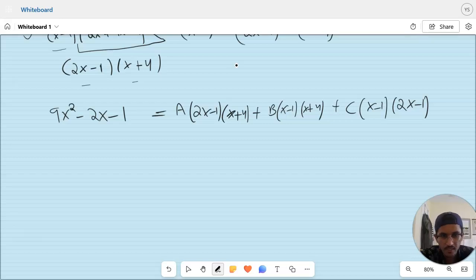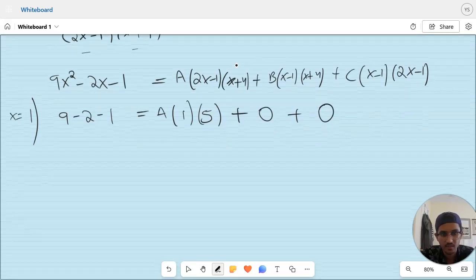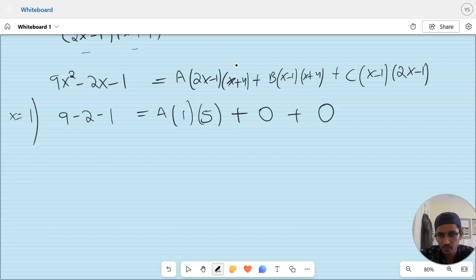Since we see x minus 1, let's let x equal 1 so that we can cancel out that x minus 1. When we plug in x equals 1, it's going to be 9 minus 2 minus 1 equals A of 2 times 1 minus 1, that's 1, times 1 plus 4, which is 5, plus B times 1 minus 1, which is 0. So this turns into 0, and C will also turn into 0 because of the x minus 1, which when plugged in with 1 turns the whole thing to 0.